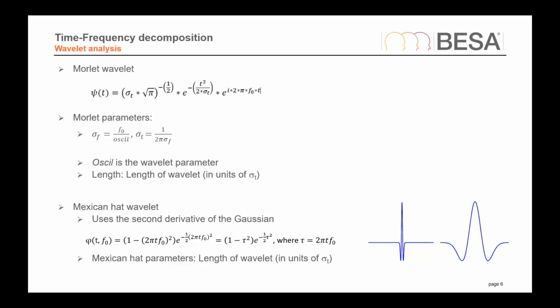The formula at the bottom and the plots on the right show the Mexican hat wavelet. This wavelet only has a length parameter. The number of oscillations is fixed here. So you can see in these plots on the right that the left of these templates will pick up a higher frequency than the right one. For each frequency of interest, in fact, there is an optimized template.